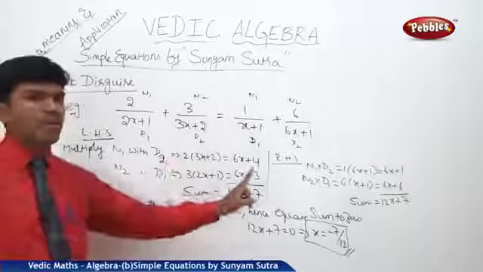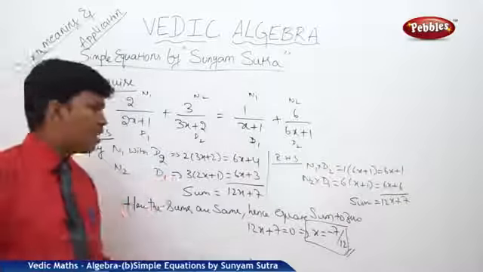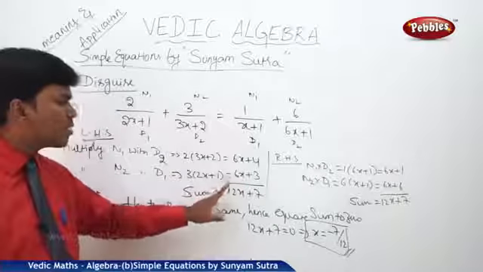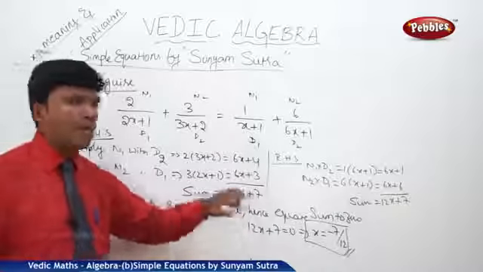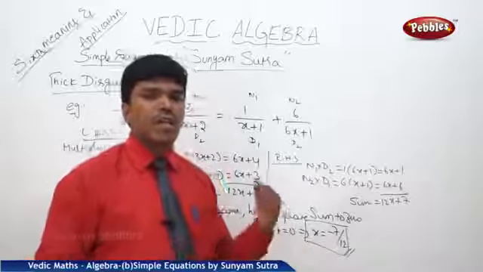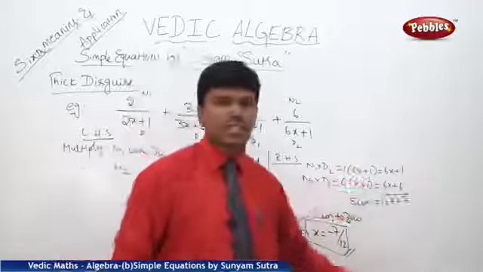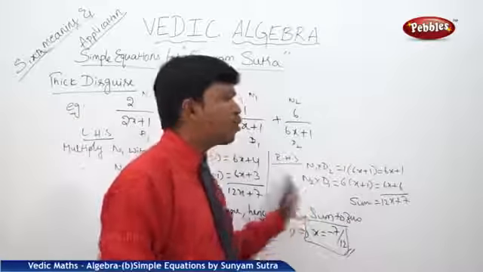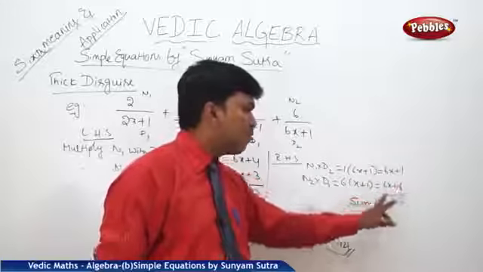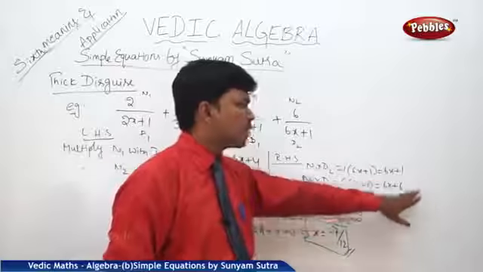2 into 3x plus 2, how much will you get? 6x plus 4. Similarly, numerator 2 with denominator 1, how much will you get? 3 into 2x plus 1, that equals 6x plus 3. So what is the sum? Both the sums, 12x plus 7. Now come to the right hand side. On the right hand side, do the same thing. Numerator 1 into denominator 2, 1 into 6x plus 1 equals 6x plus 1. Similarly, numerator 2 with denominator 1, 6 into x plus 1 equals 6x plus 6. Now take the sum of both. 6x plus 6x is 12x, 1 plus 6 is 7.